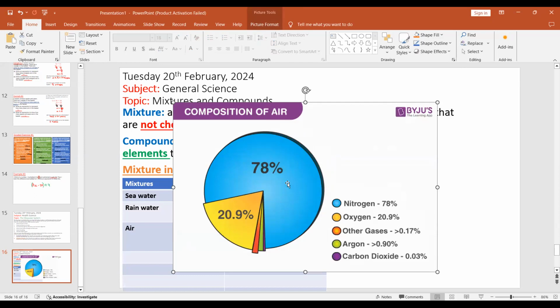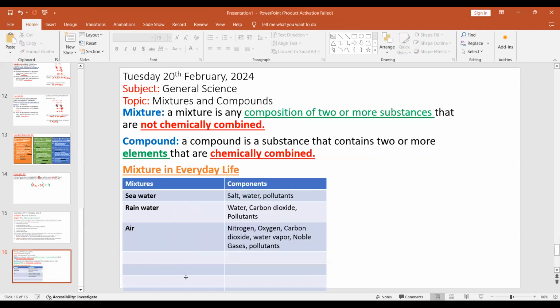Nitrogen has a whole lot, the largest, right? And then you have oxygen, which comes in second, with about 21%. And then you have carbon dioxide, argon, other gases, noble gases and stuff like that. Okay, good. What else?